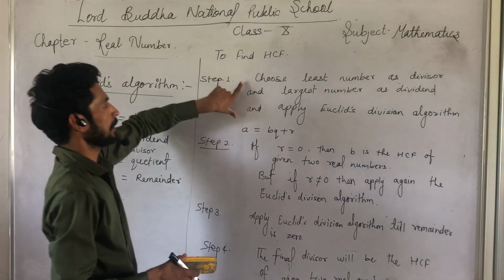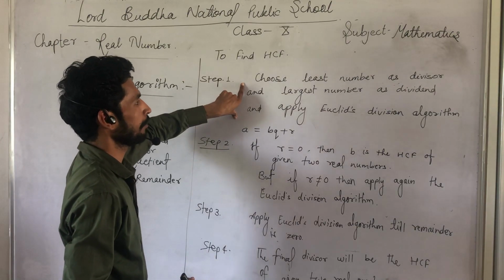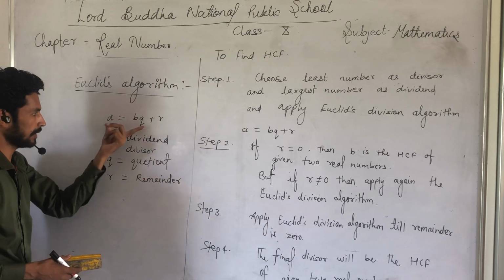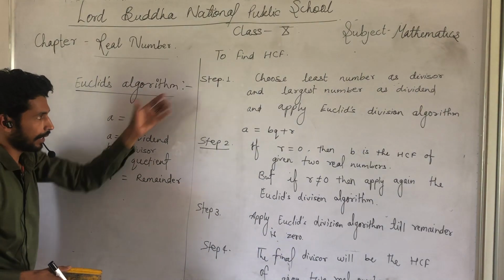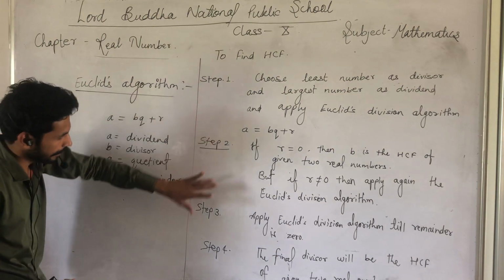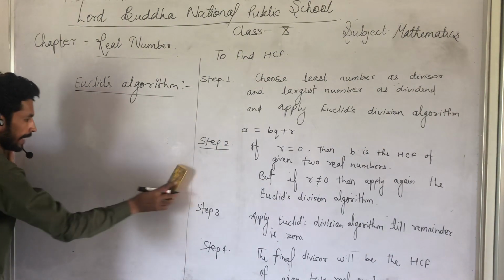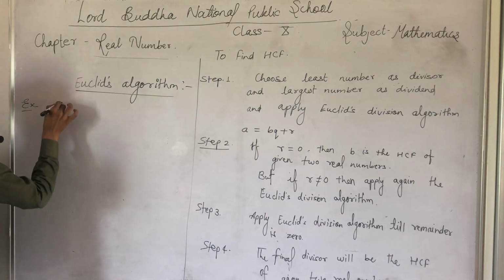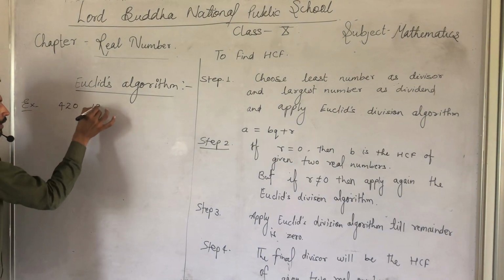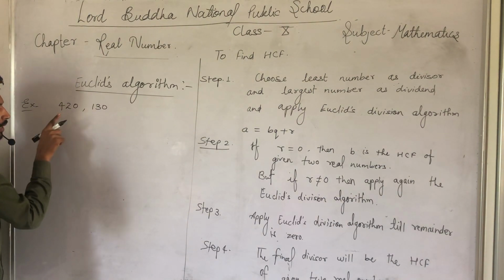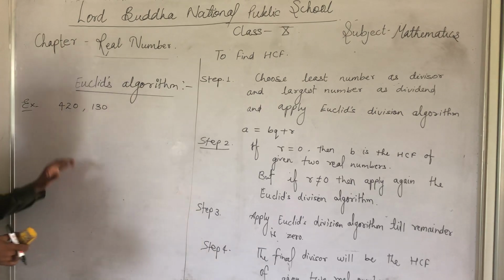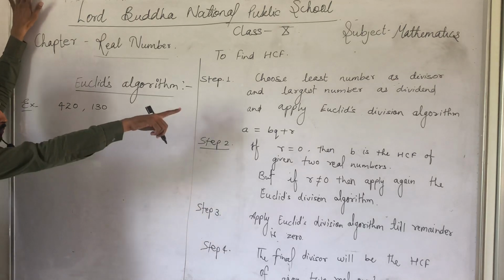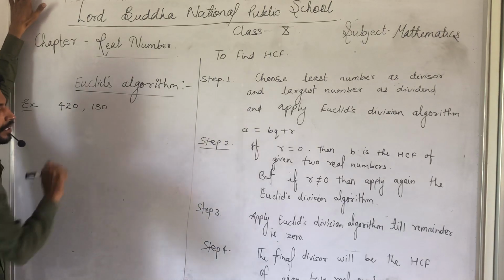That means the first step is to find the HCF of two given numbers. Here is the process, and in this process we will apply this formula. All these steps I have written here, and on the left side I am going to take an example. In the previous example, 420 and 130 are two real numbers, and you have to find the HCF of these numbers. Now, first step, choose the least number as divisor.